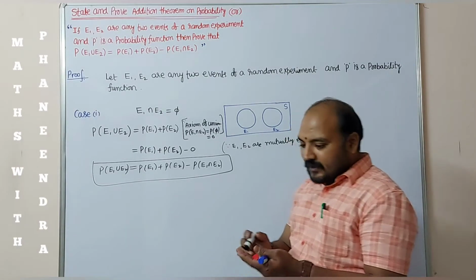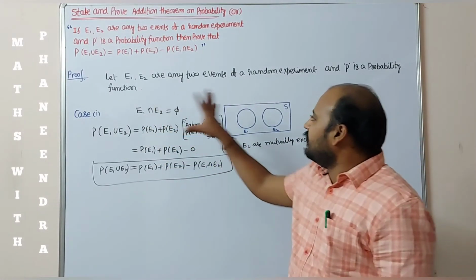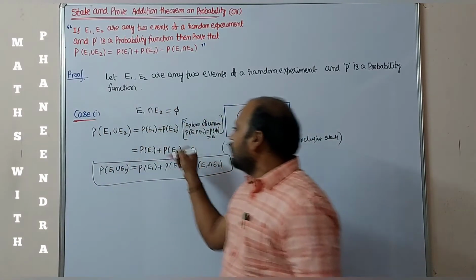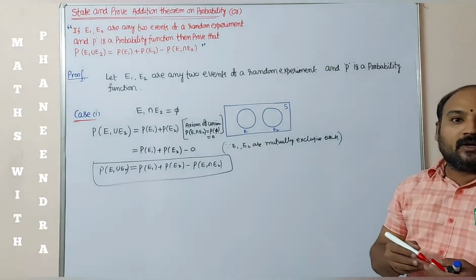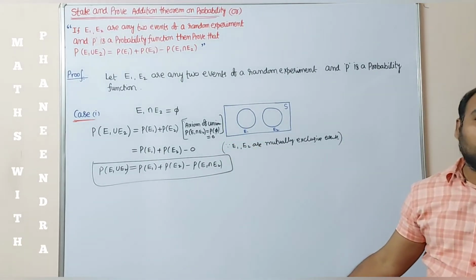We'll take the second case as E1 intersection E2 is not equal to phi. I will rub this and I will discuss the second case. This is case 1, dear students. I hope you people understand. This case 1 is also important. Case 1 as well as case 2, both are important.